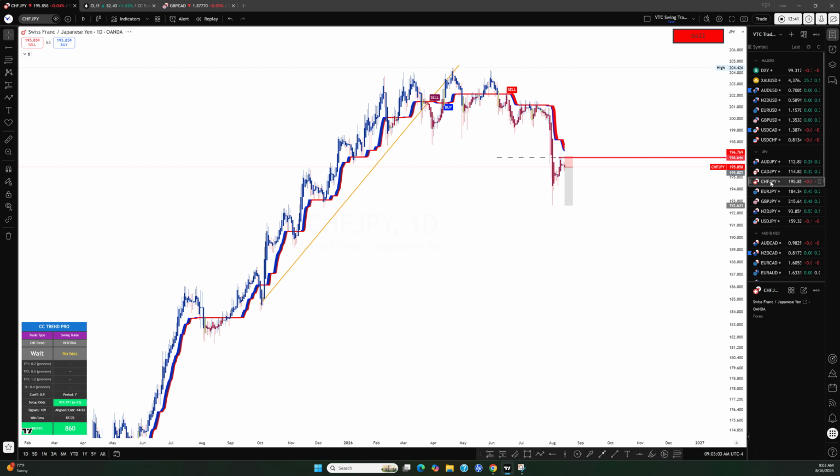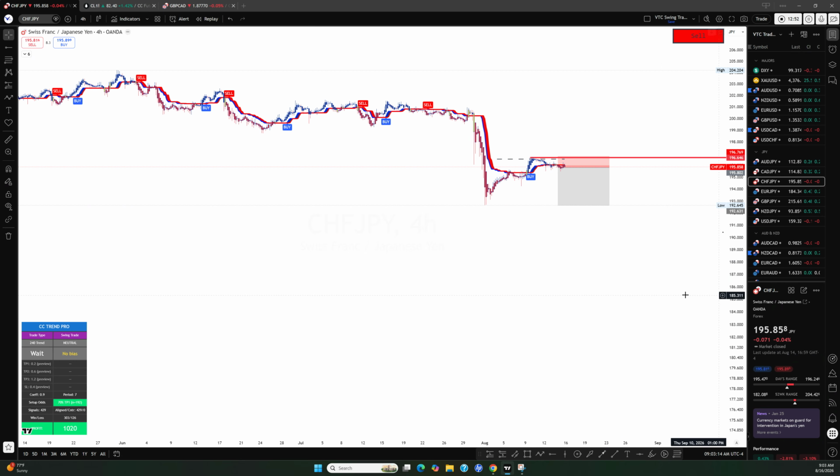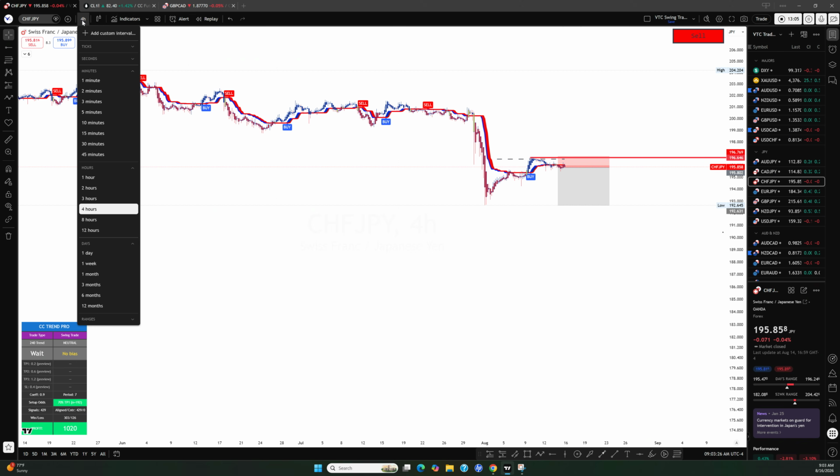Let's go to CHFJPY. CHFJPY, what do we have here? Daily time frame is bearish. 4-hour, it's not giving us a bias here on a 4-hour time frame. So obviously I would be looking for a sell here on the 4-hour time frame. We're just waiting for this to update. But yeah, looking to sell CHFJPY in the direction of the daily time frame.